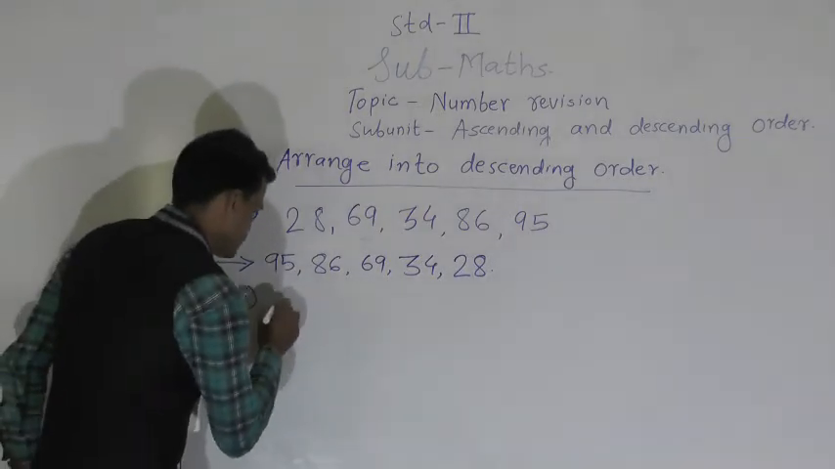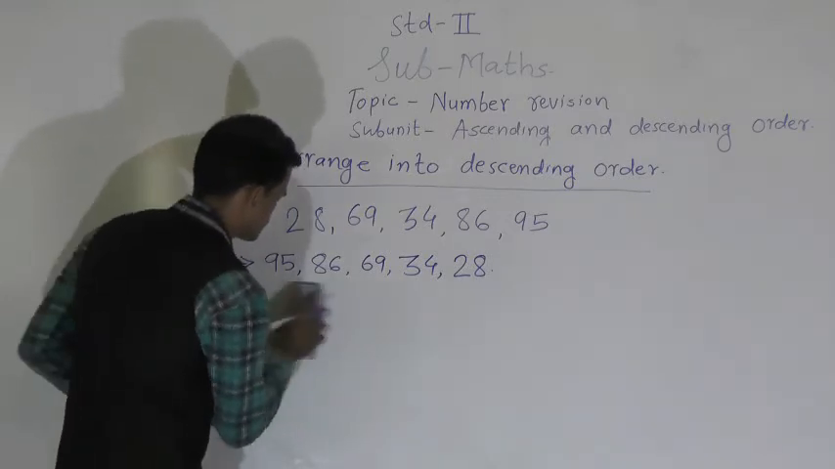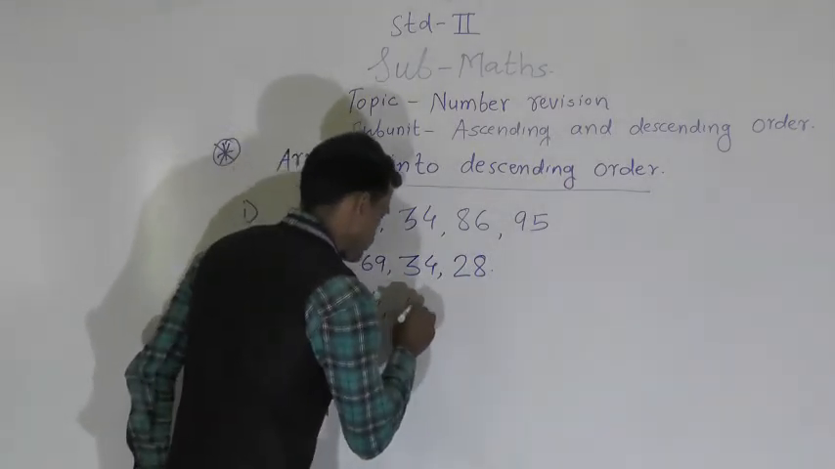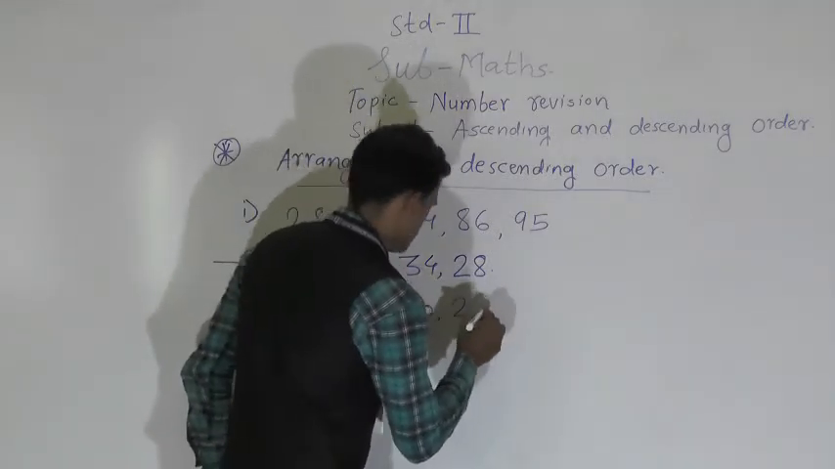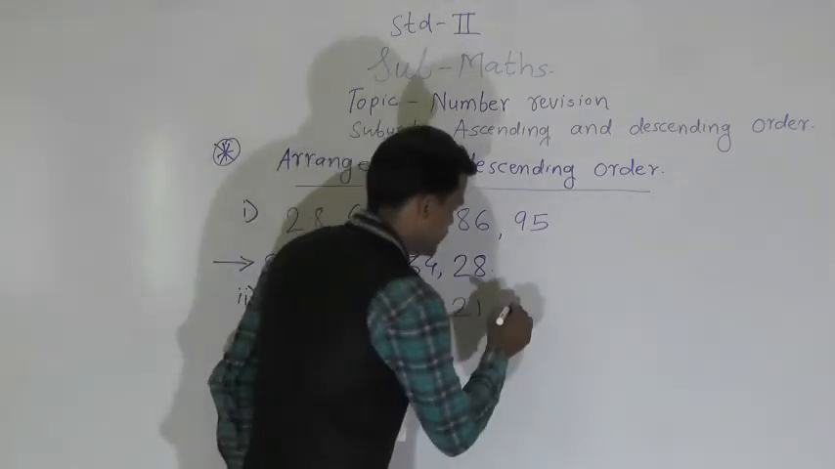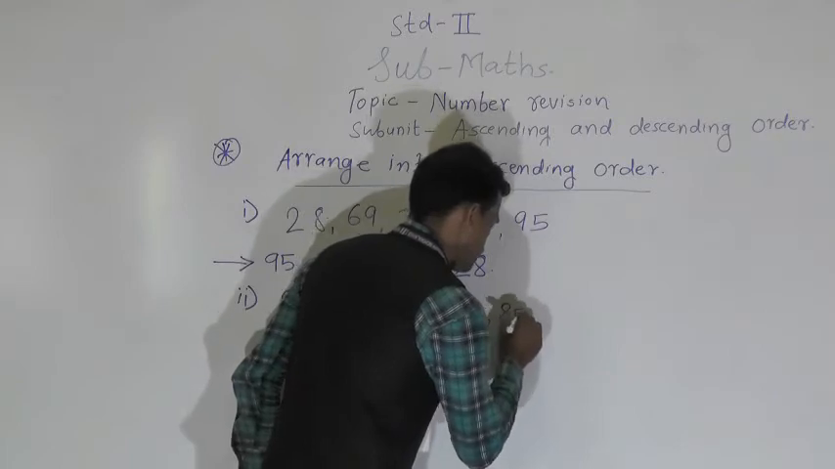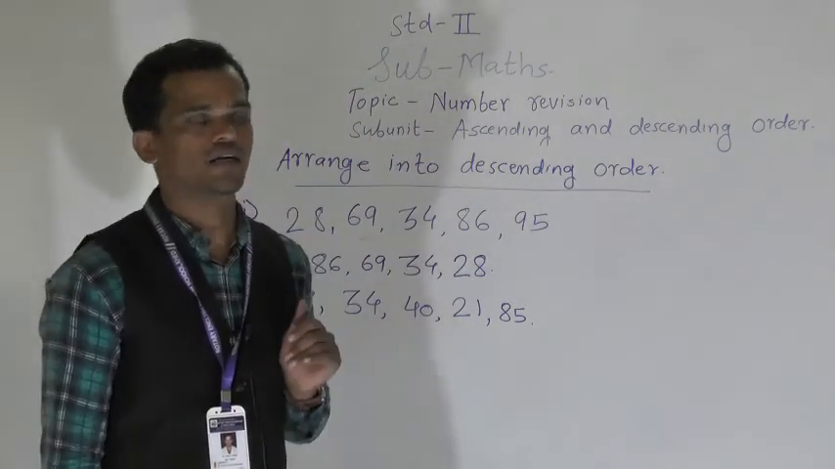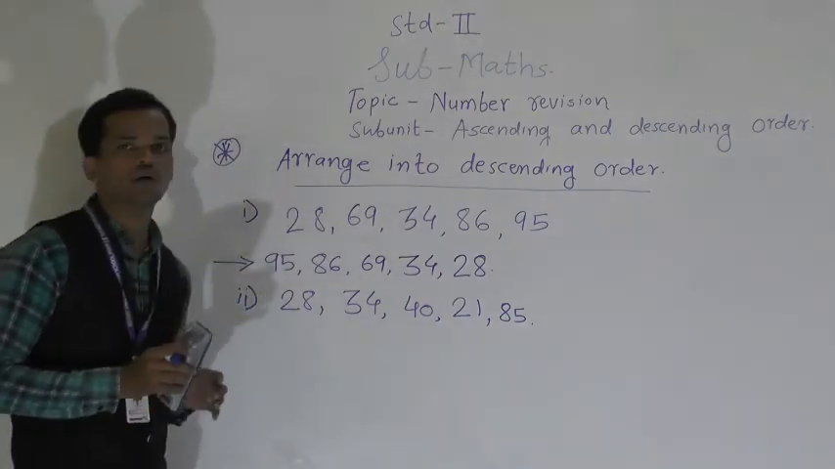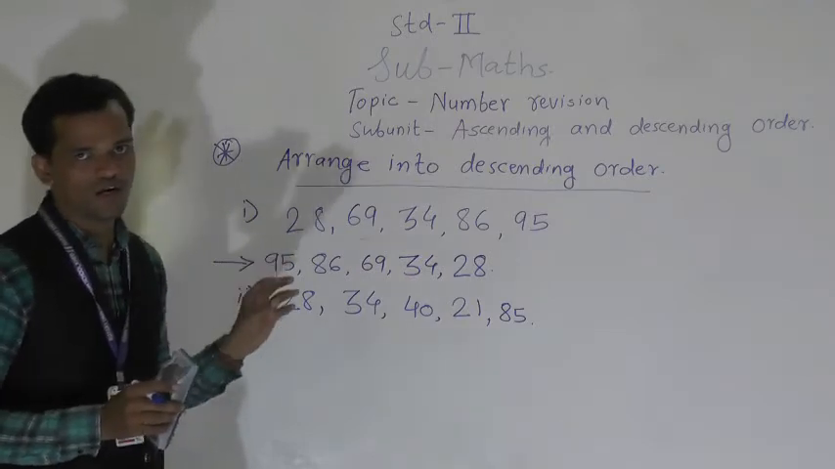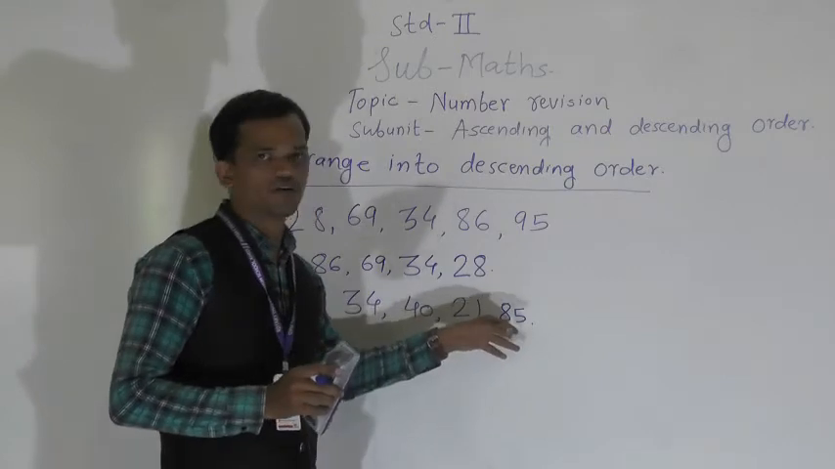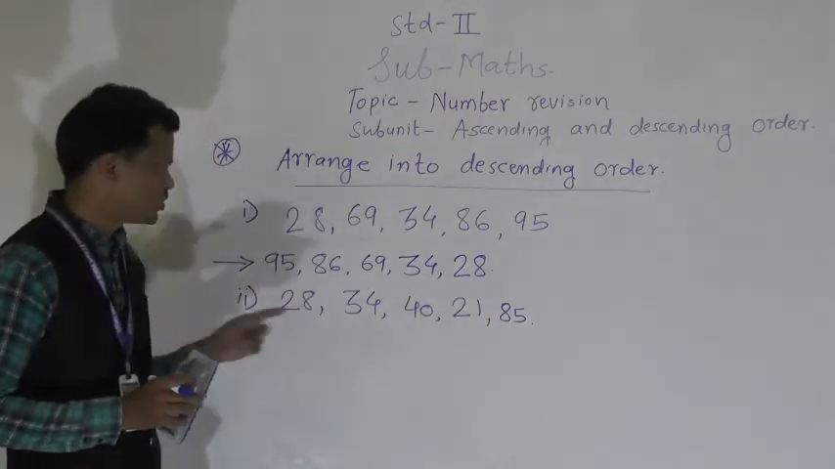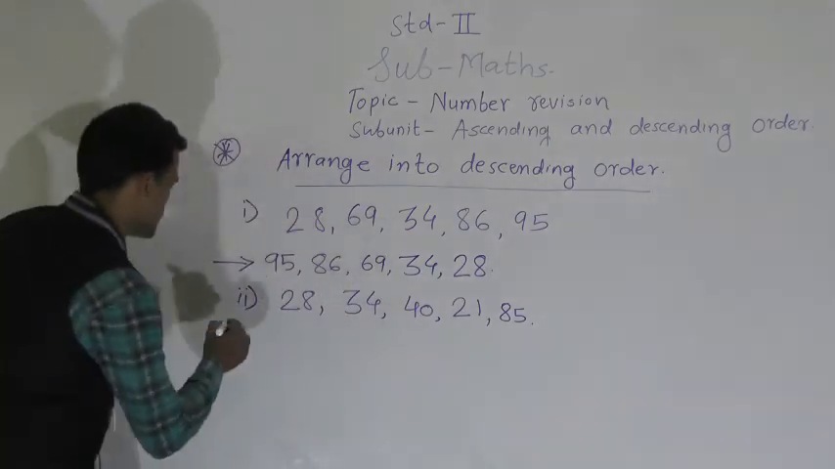The numbers are 28, 34, 40, 21 and one more number, that is 85. These are the numbers and we have to arrange them into descending order. First you have to find out which is the greatest number. You know that the number which has the greater tens place digit is greater. Here 8, here 2, here 4, 3 and 2. So 8 is the greatest, so 85 is the greatest number.